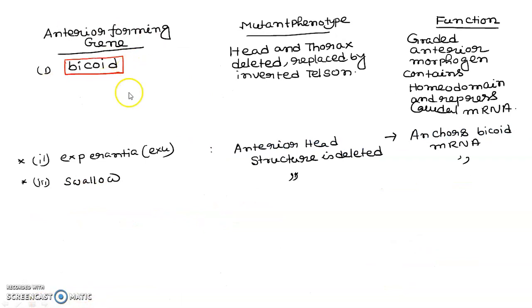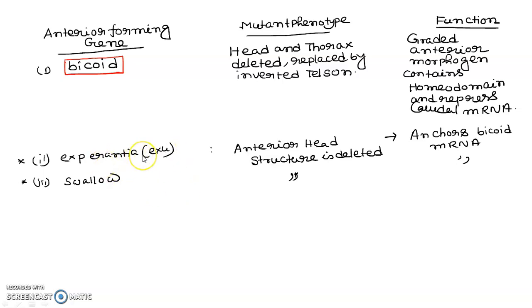Now the anterior forming gene, the major important gene, is bicoid. The mutant phenotype: if there is a mutation in bicoid, the head and thorax are deleted and replaced by an inverted telson. Its function is as a graded anterior morphogen; it contains a homeodomain and represses caudal mRNA. Actually, bicoid represses caudal synthesis, so if bicoid is present, it inhibits posterior or tail formation.